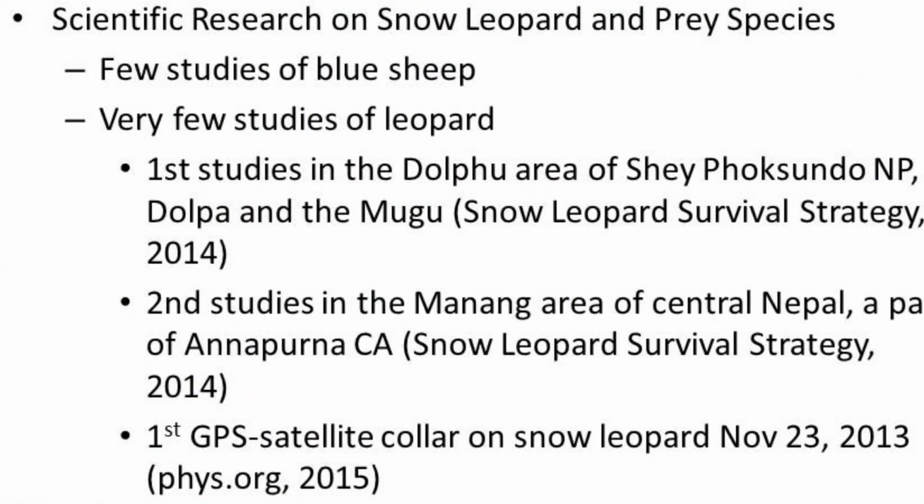There are special programs in those protected areas with the snow leopard, focused on expanding conservation awareness for endangered species. Shey Phoksundo National Park in western Nepal has initiated programs with the development of a visitor center and related conservation education programs. Similarly, in Makalu Barun National Park and the Annapurna Conservation Area, they are conducting studies and conservation education programs in their respective areas.